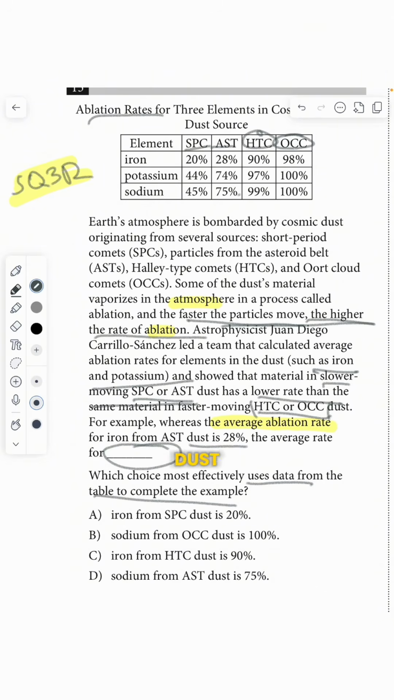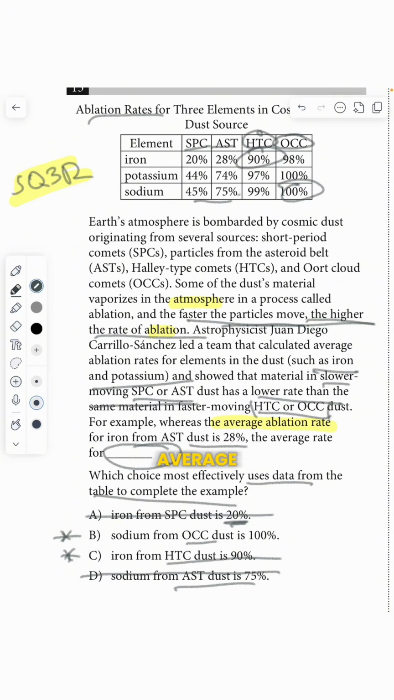Iron from SPC dust is 20%. So that would be wrong because we're not talking about HCC or OCC. Sodium from OCC dust is 100%. So this could be one of the possible explanations because these are higher than SPC or AST, but we'll keep it in mind. Iron from HCC dust is 90%. Okay, so this could be another potential answer. Sodium from AST dust is 75%, which is lower than HCC or OCC, so therefore this is wrong as well. So we're stuck between these two answers in particular.